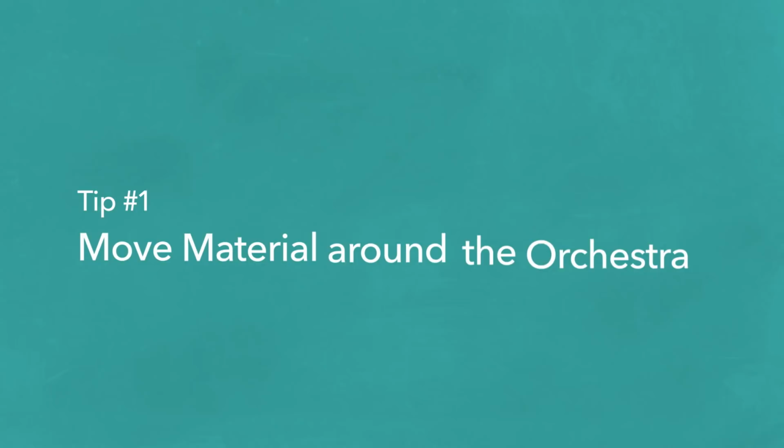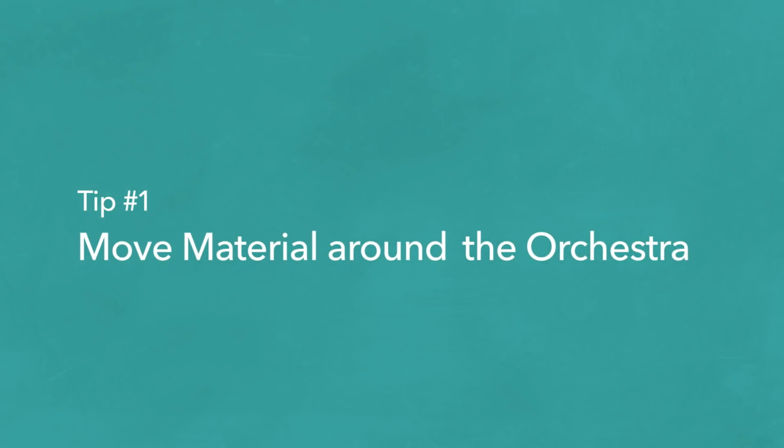Tip number 1, move material around the orchestra. This is one of the greatest strengths of an orchestra. It has many different instruments, even an instrument like the violin. We can use it as a violin solo, that's one player, or a violin section, which might be 12, 14, 15 players. This means we can move the melody around.